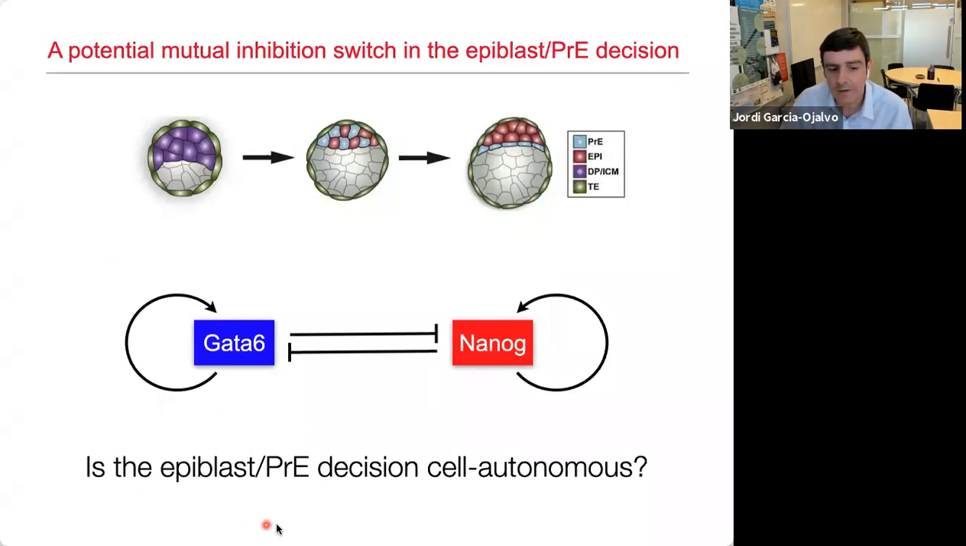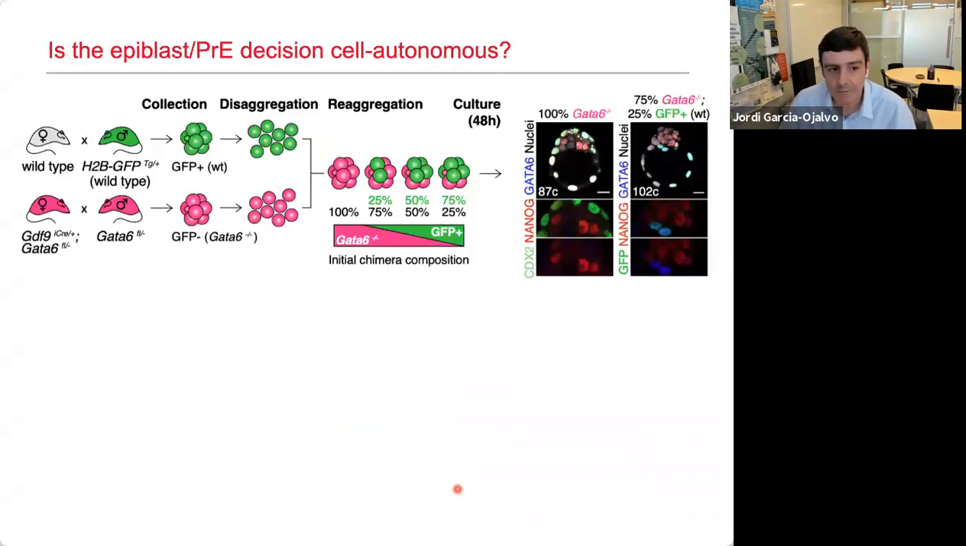So now I'm going to try to decide whether this decision is still autonomous or not. And for that, I'm going to show you an experiment that Nestor did, okay? And the experiment is the following. This looks very crowded, but it's relatively easy to understand if I explain it properly, okay? The idea is the following.